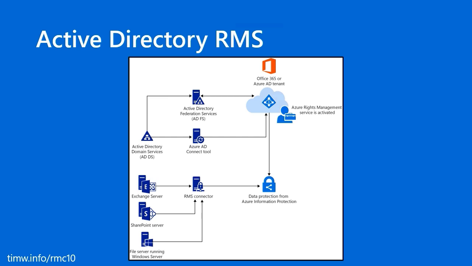AIP includes what's called an RMS connector that can extend your Azure Information Protection to on-prem such that you can either work in conjunction with local ADRMS, or you could potentially decommission Active Directory RMS and use the Azure version to protect local data, that is, email that's stored locally on Exchange Server, documents that are in SharePoint Server lists and libraries, or file shares running in your domain environment.